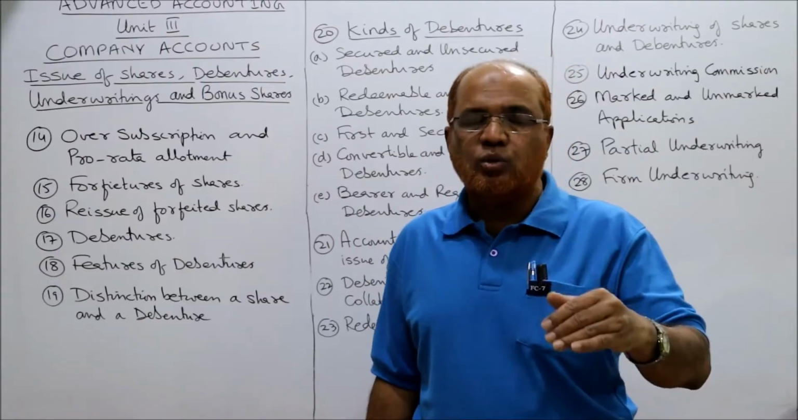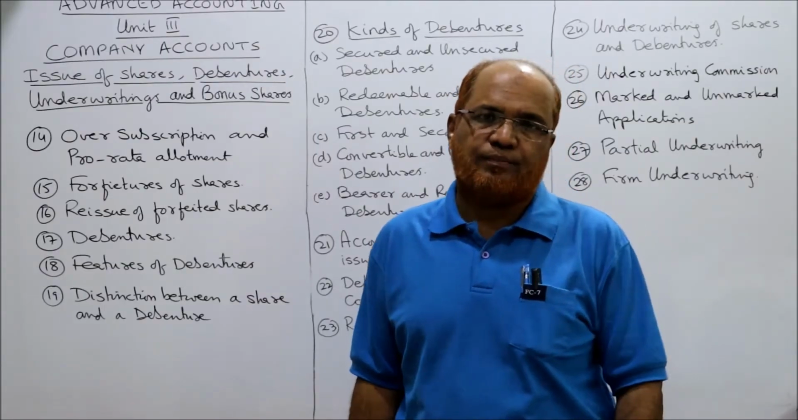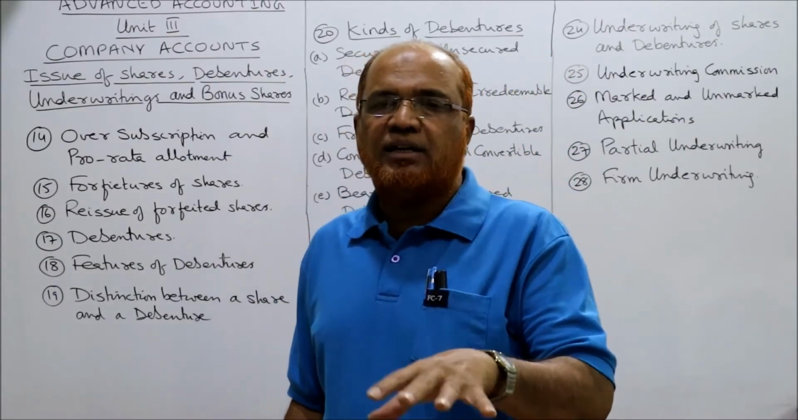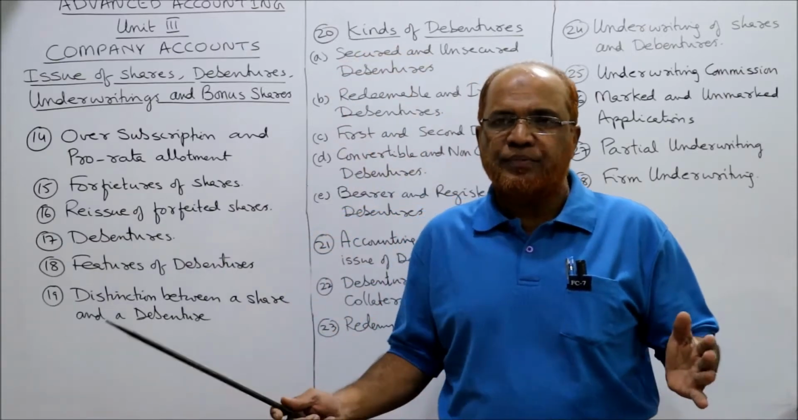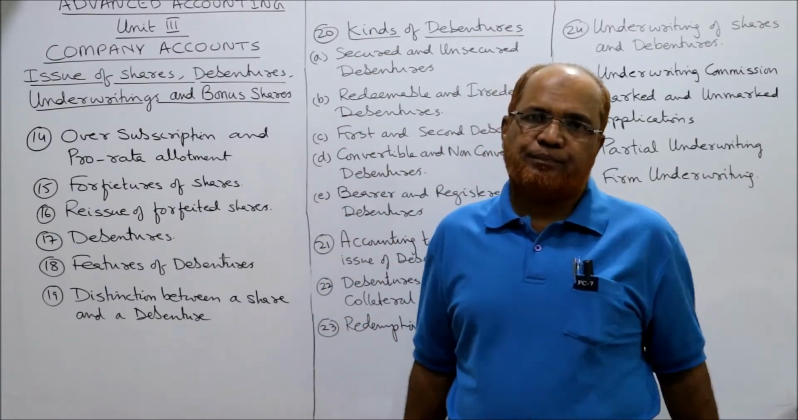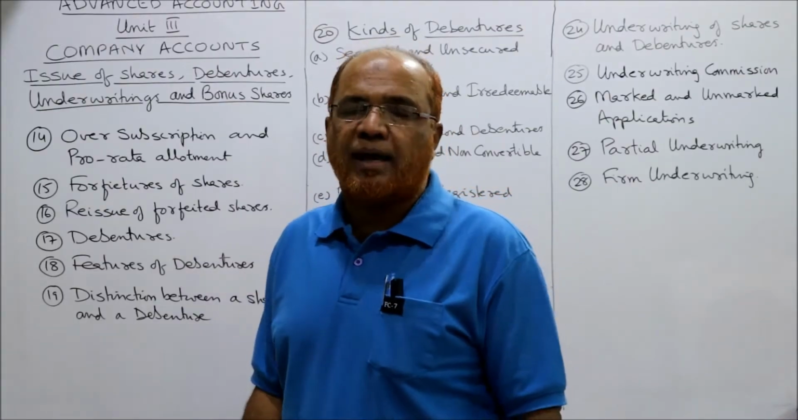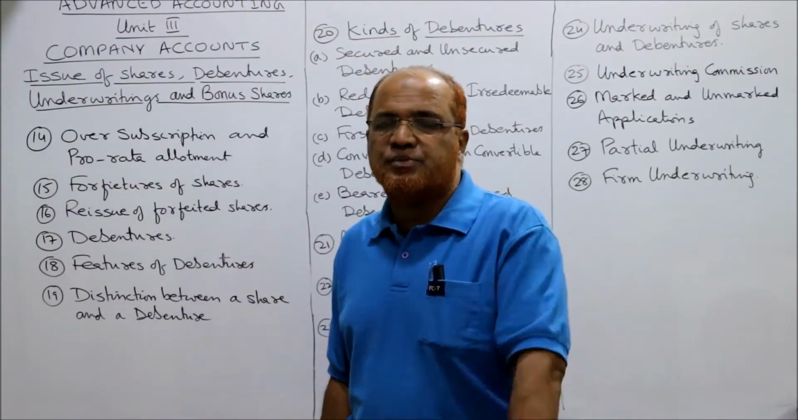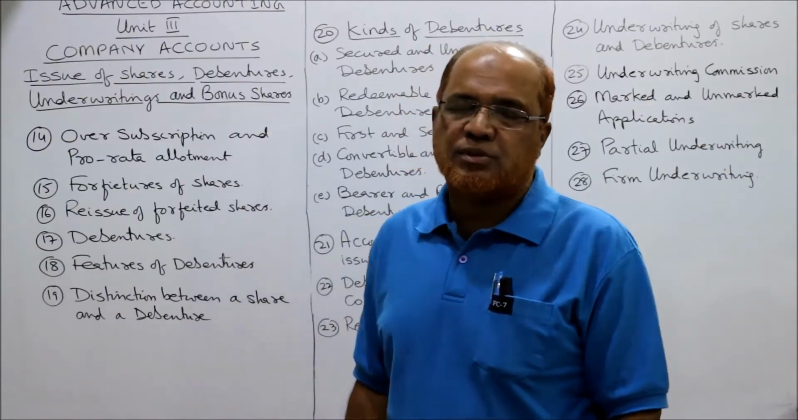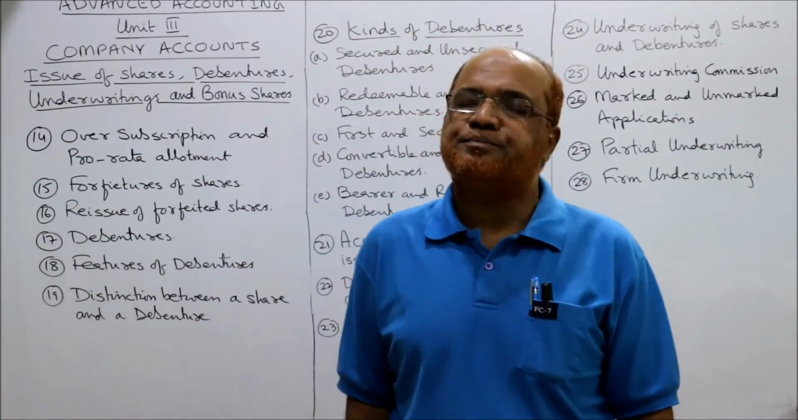So when there is oversubscription, the company has to decide to whom to make the allotment and to whom to reject the application. The company has to take the decision that is proper for the company. There are different options available for how to make the allotment when there is oversubscription.